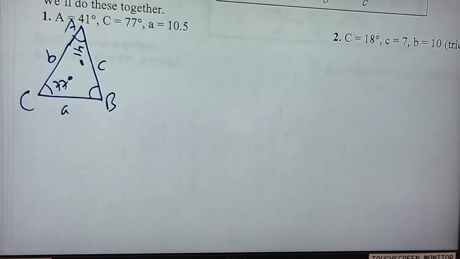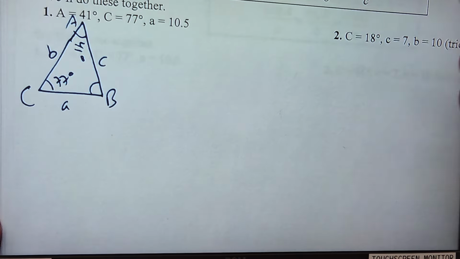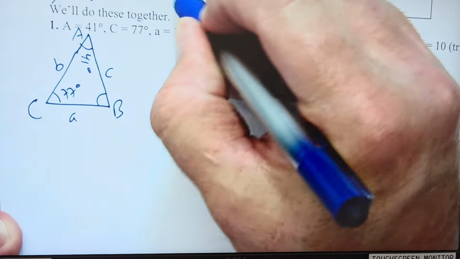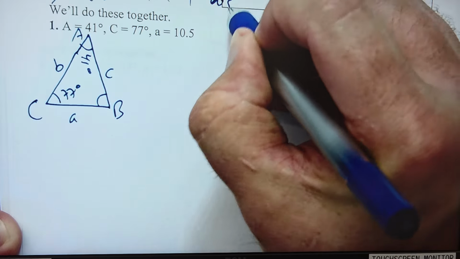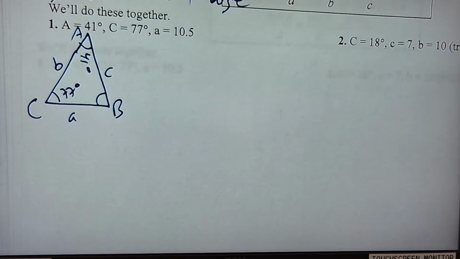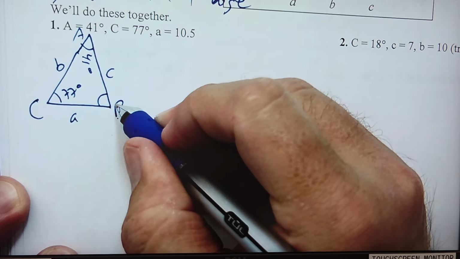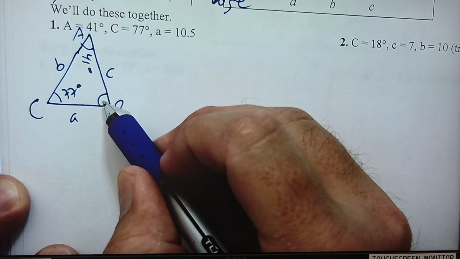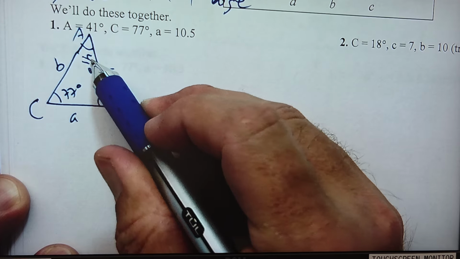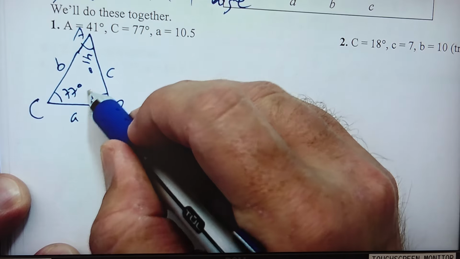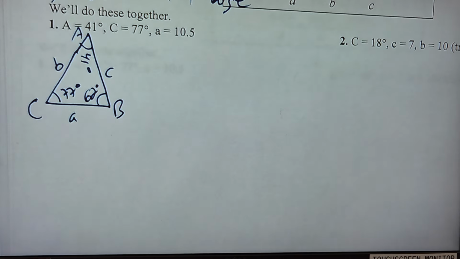What's one thing I can get immediately? Side C. And by the way, the instructions would say solve the triangle. What that always means is you have to end up knowing all three angles and all three sides. So whatever you don't know, you have to find a way to know it. So what's the angle of B? What do I have so far in here? I've got 118. So then 62 degrees more makes it 180.